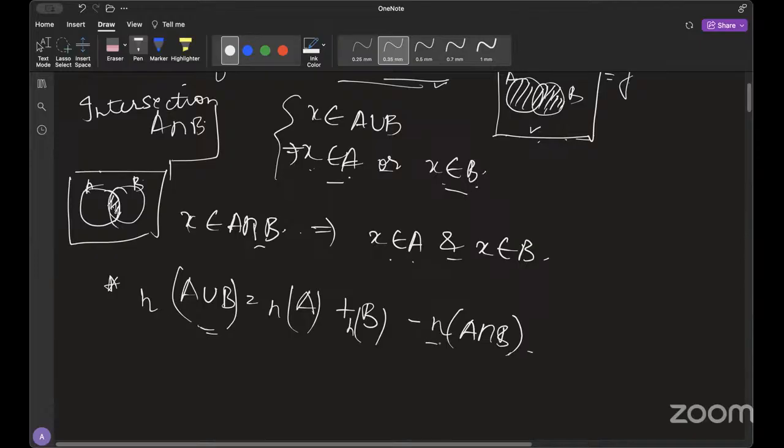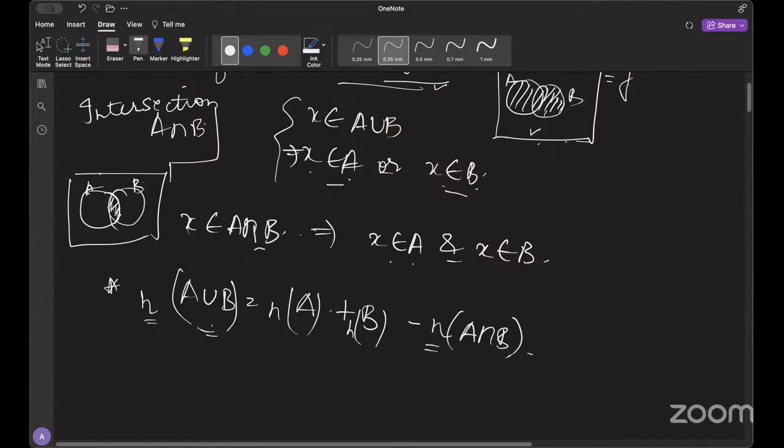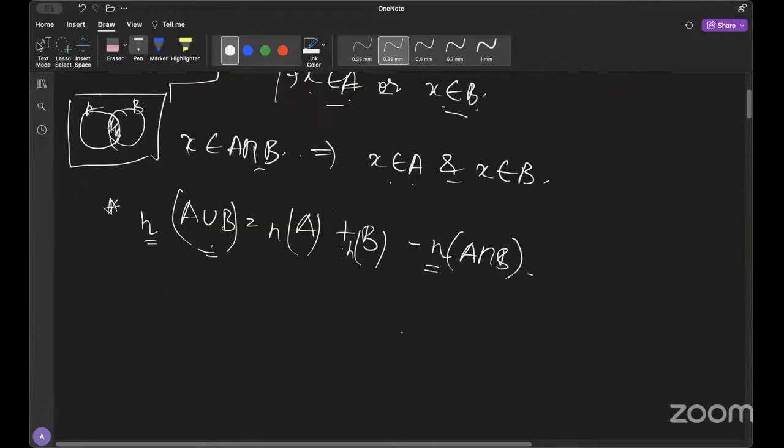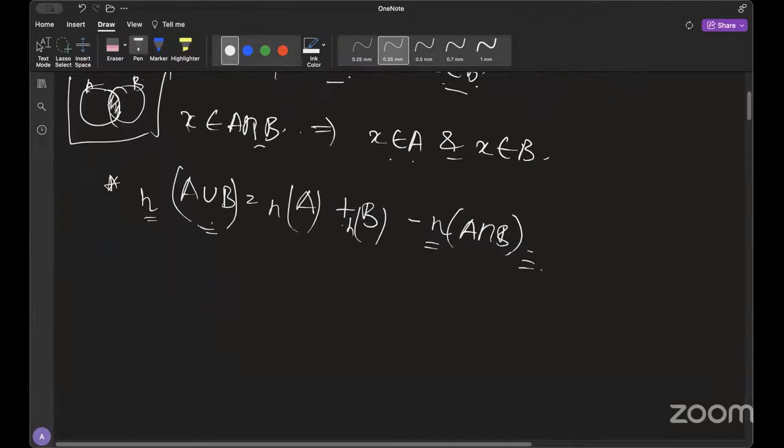So even if you don't take the number here, this N is for the number of elements in A union B. That works fine too. But for that, you'll have to define what this plus is. Let's just not get there. Let's just stick to this. This is it. The number of elements in A union B is the same as this thing.